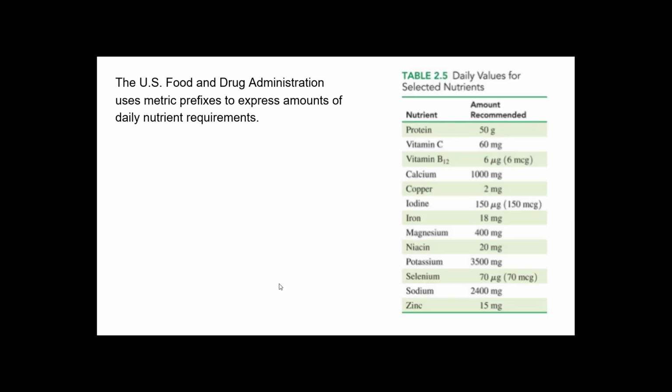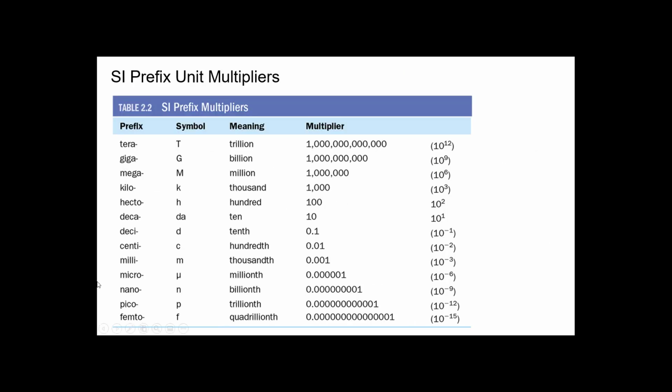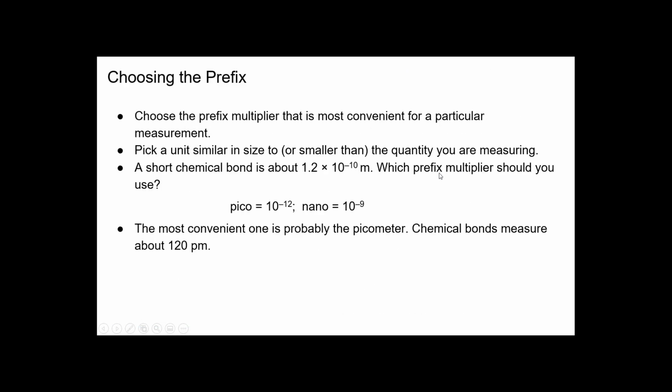So if we look here, we want to see something that would allow us to do that. We have pico, which is 10 to the negative 12, or we have nano, which is 10 to the negative 9. And we want to use it instead of this number here. The best one that we could use here would be pico, because it would make it 120 picometers instead of saying 1.2 times 10 to the negative 10 meters. This is a number that is much easier to use if we're constantly doing calculations.